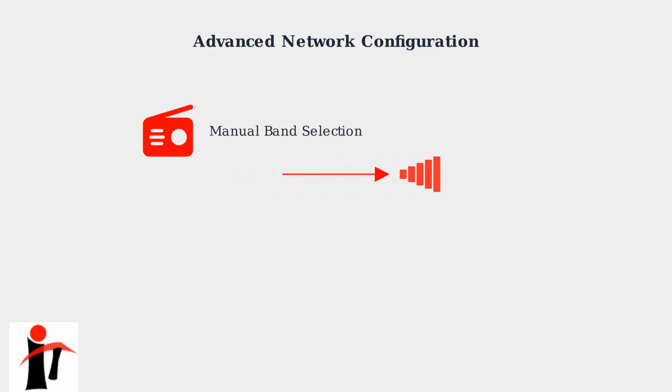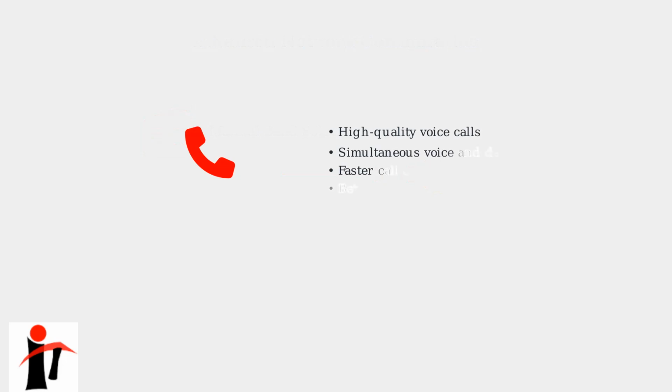Manual network band selection allows you to choose optimal frequency bands for your specific location and carrier tower. Voice over LTE, or VoLTE, enables high-quality voice calls over the 4G network. Proper VoLTE configuration is essential for compatible devices to maintain call quality and prevent dropped calls during data usage.